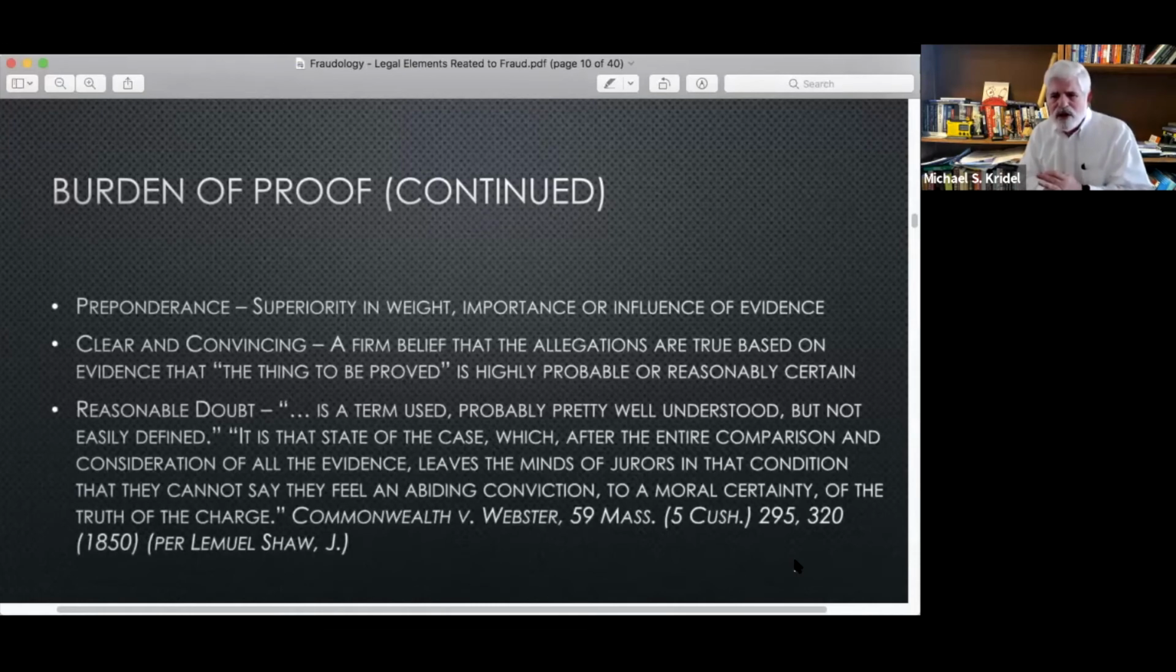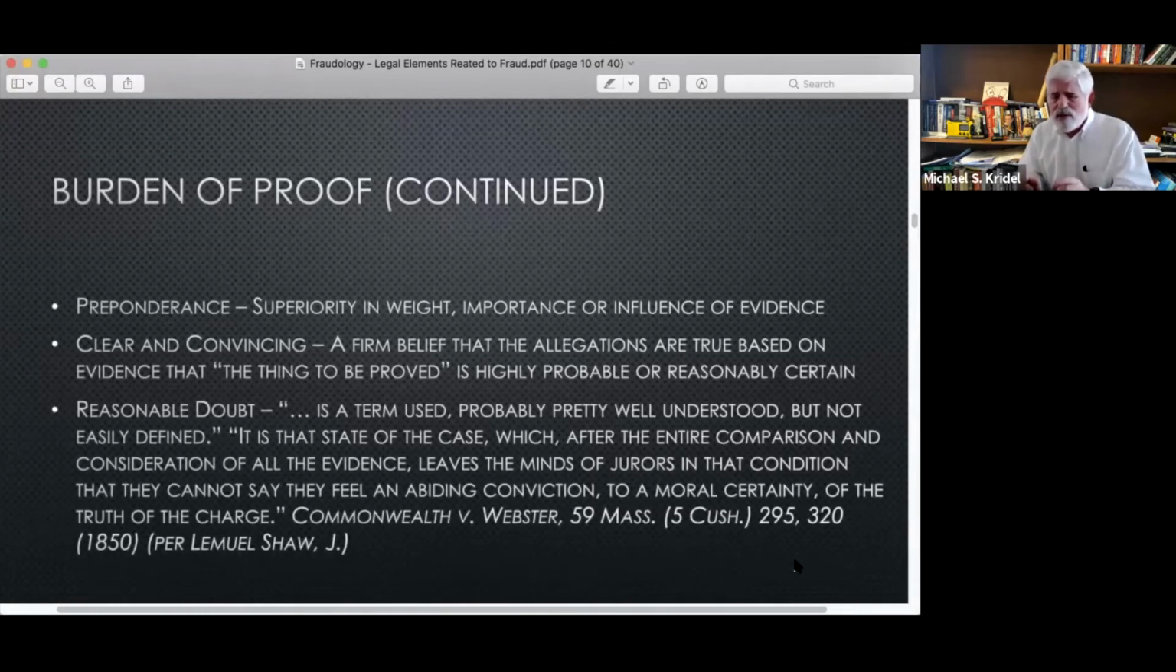Evidence must be clear and convincing: a firm belief that the allegations are true based on the evidence, that the thing to be proved is highly probable or reasonably certain. So we've gone beyond probable cause to the concept of clear and convincing, because in the United States there's something called reasonable doubt that applies to criminal cases. What this means is that the jury must decide unanimously that guilt exists. If a single juror cannot reach the state of conviction, there is no conviction, and there may be a retrial or the case will be dropped.